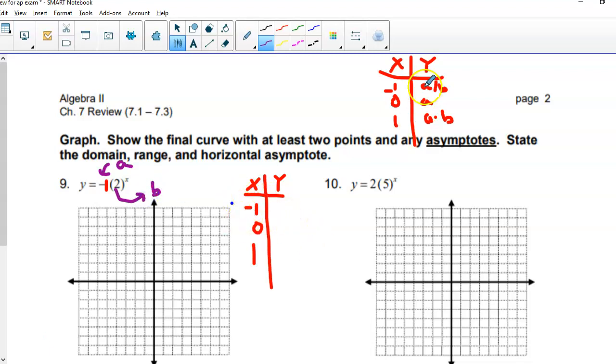So -1, I want to do a divided by b. That's going to be -1 divided by 2, which is going to give us -1/2. Then for the 0, that's going to be a, which is -1. And then for 1, I'm going to take a times b. So a times b is -1 times 2, which gives me -2. And then our asymptote is always equal to y is equal to k.